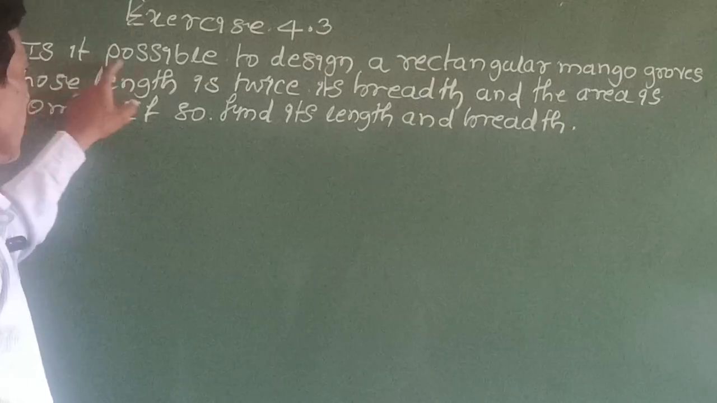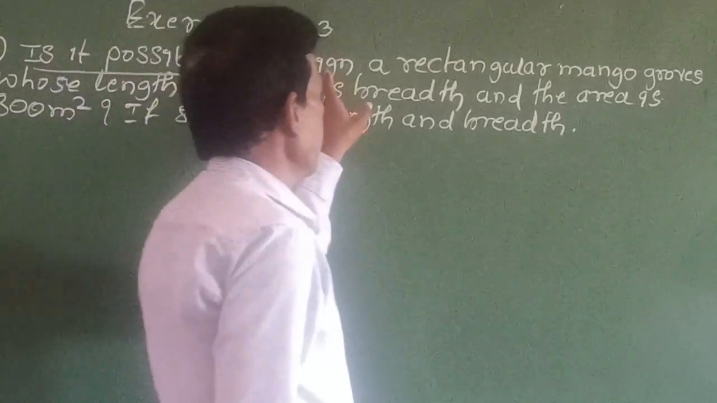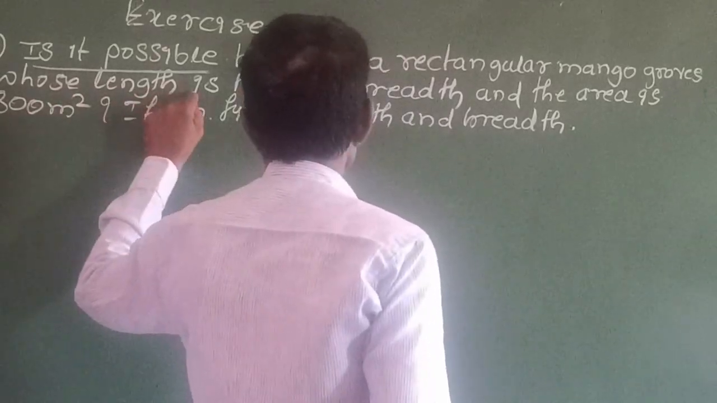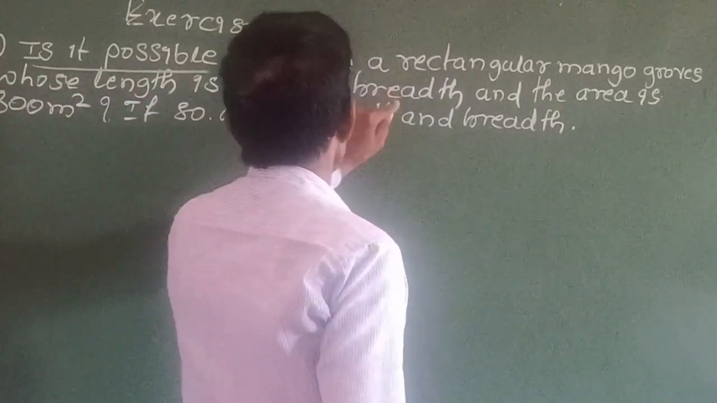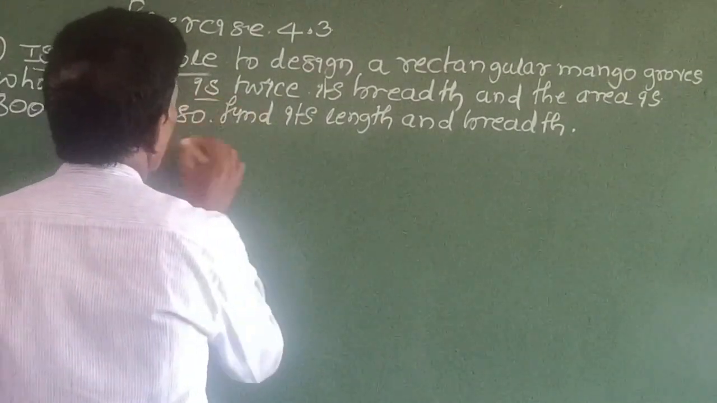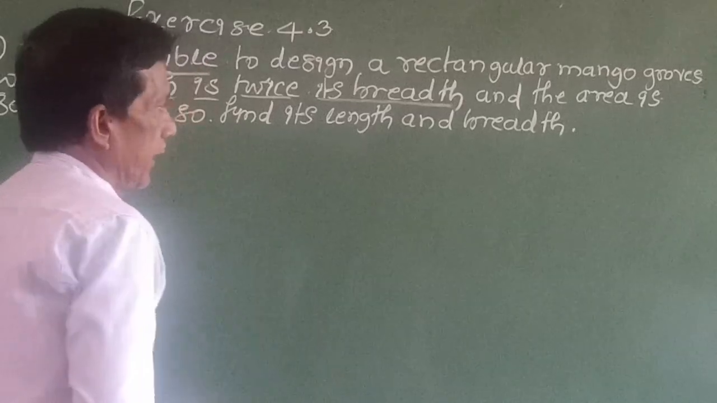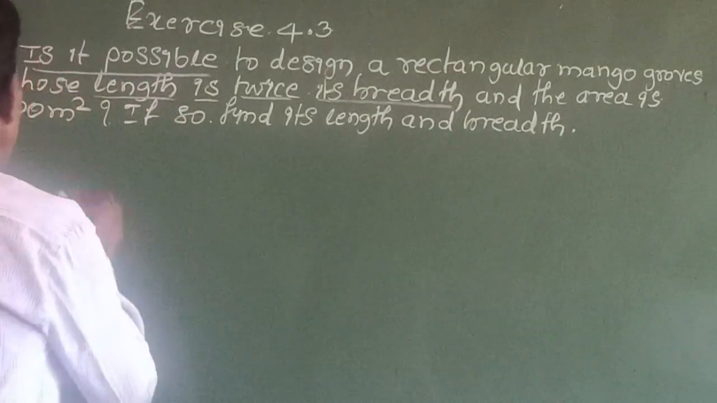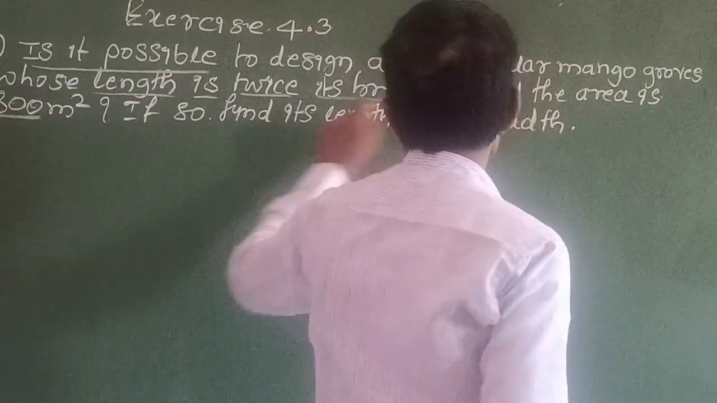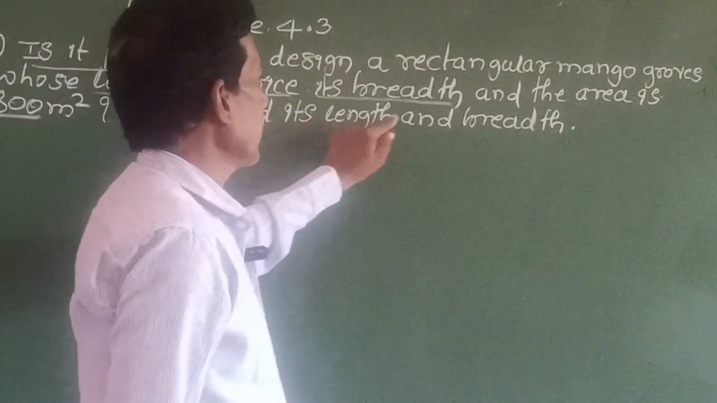Number three: is it possible to design a rectangular mango grove whose length is twice its breadth, and the area is 800 square meters? If so, find its length and breadth.